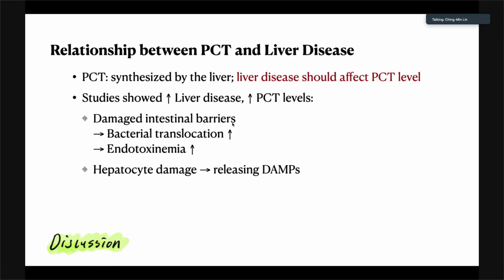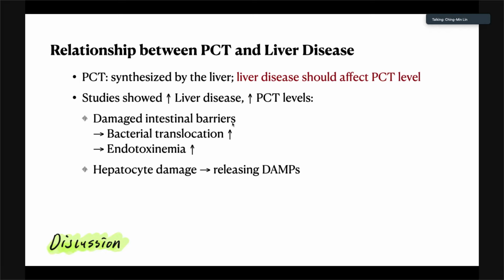The first is damaged intestinal barriers. We know that liver cirrhosis patients are more susceptible to bacterial translocation, and thus more endotoxins are released into the bloodstream and there is more stimulus for procalcitonin release.